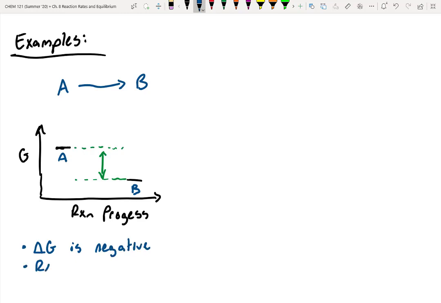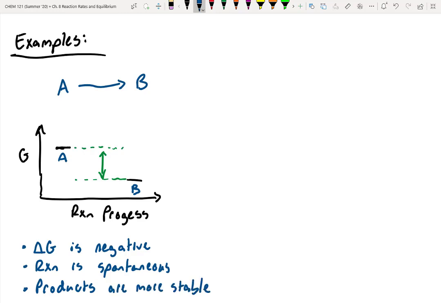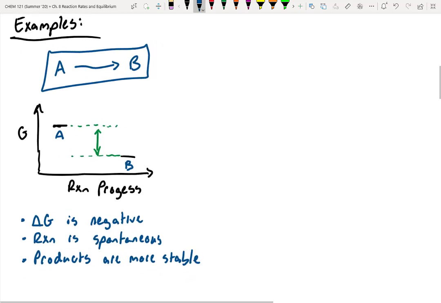We know that the reaction is spontaneous. And we also know that the products are more stable. They have less potential energy available to do work. All right, so this is a pretty simple example for an exergonic reaction, right? So let's go ahead and include this. So this is an exergonic reaction.